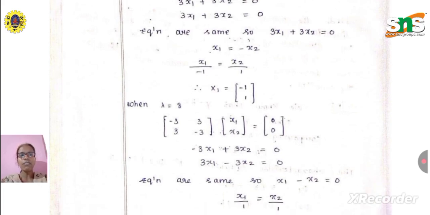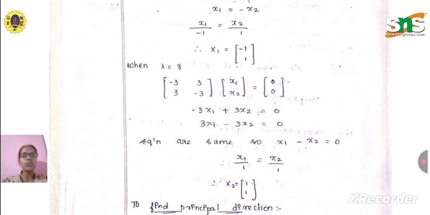Just bring any one value to the right. So 3x1 equal to minus 3x2. Just cancel 3 and bring the value minus 1 to the left and 1 to the right. We need to write it in ratio form. So we get capital X1 as minus 1, 1. That is the first eigenvector.